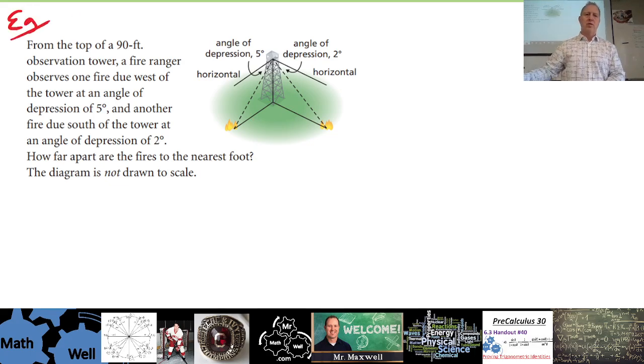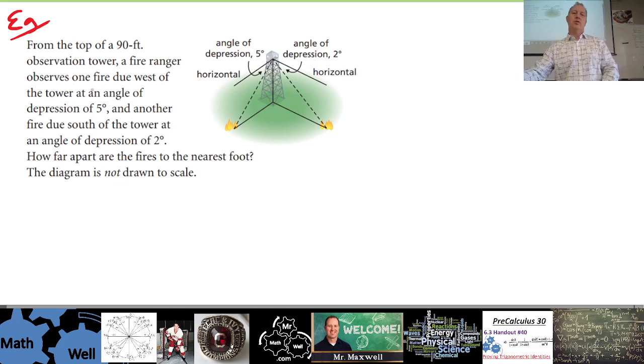All right. So from the top of a 90-foot observation tower, that's this one right here, so we know that this is 90. It's not on our diagram, but we'll put it there. A fire ranger observes one fire due west of the tower and at an angle of depression of 5 degrees. So here is the angle of depression, 5. Okay, actually I'll redraw this a bit larger out here. Sorry, 90.